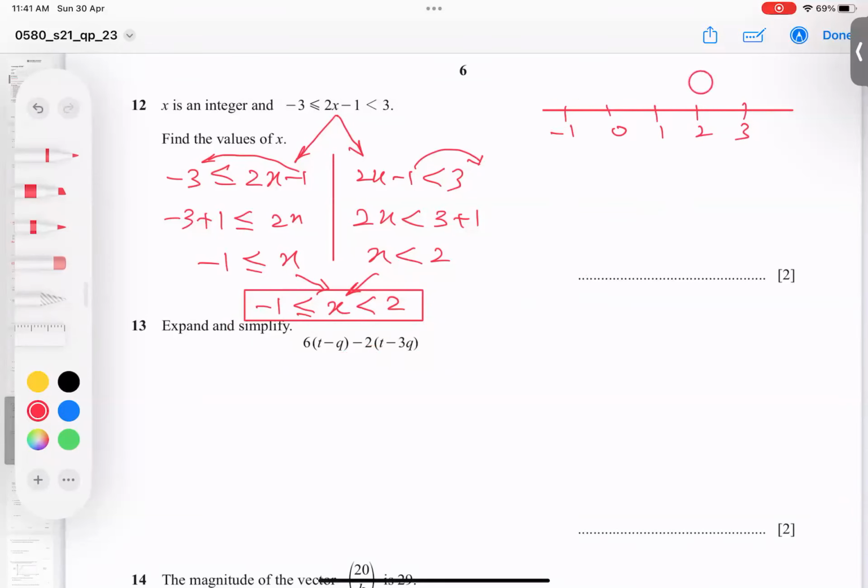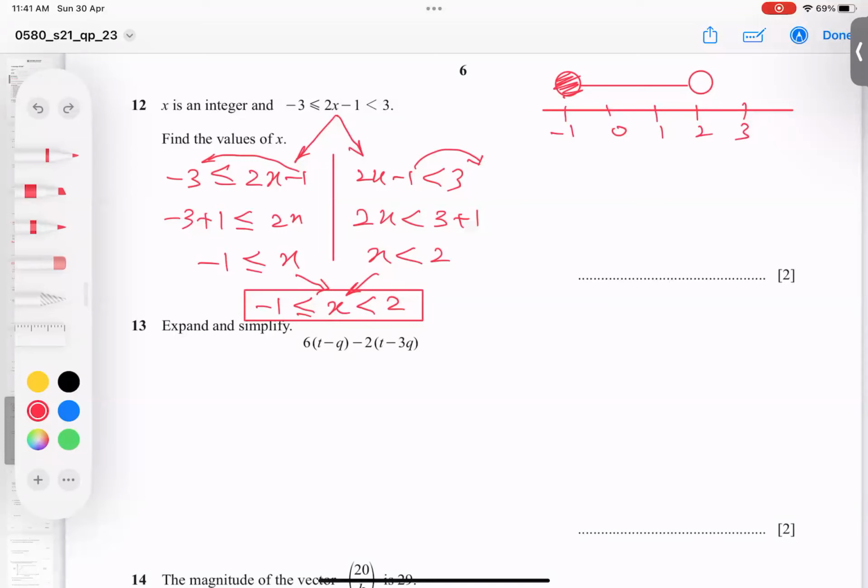A circle, join them, but this circle will be filled. Why filled? Because the equal sign is there. This circle is empty. Why? Because there is no equal sign. If this line comes in the inequality, we have to fill it. I think the point is clear.